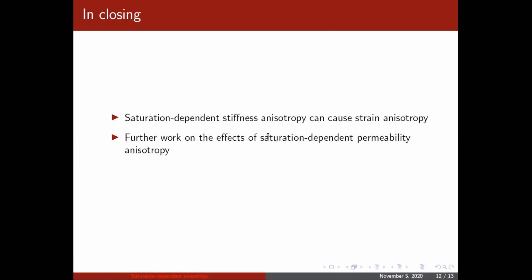So in closing, my current work is focusing on saturation dependent anisotropy, and I have currently shown that strain anisotropy that has been measured in the literature can be explained by having stiffness anisotropy in the rock behavior. And moving on, I will be doing further work on the effects of saturation-dependent permeability anisotropy.